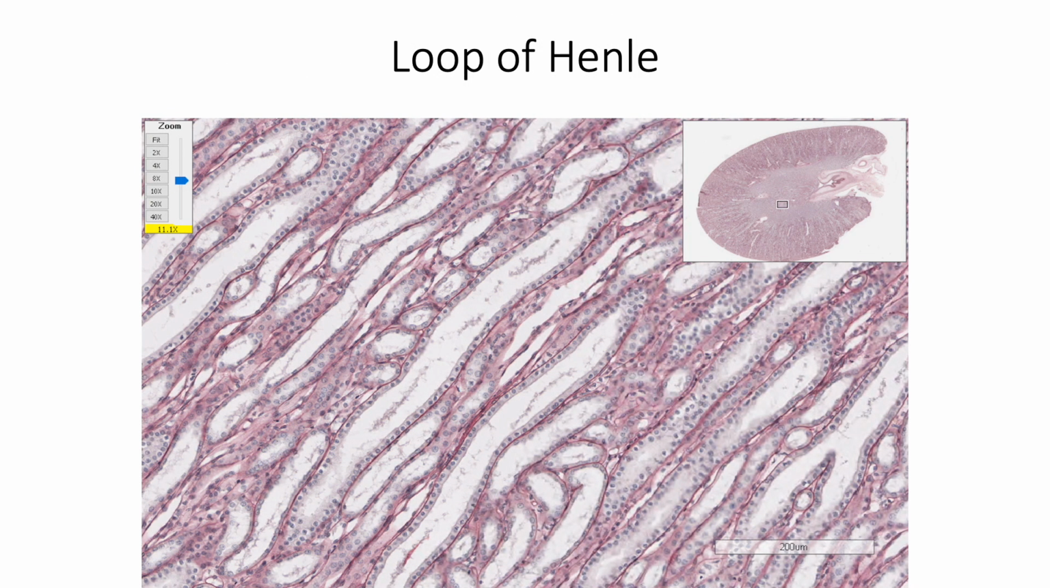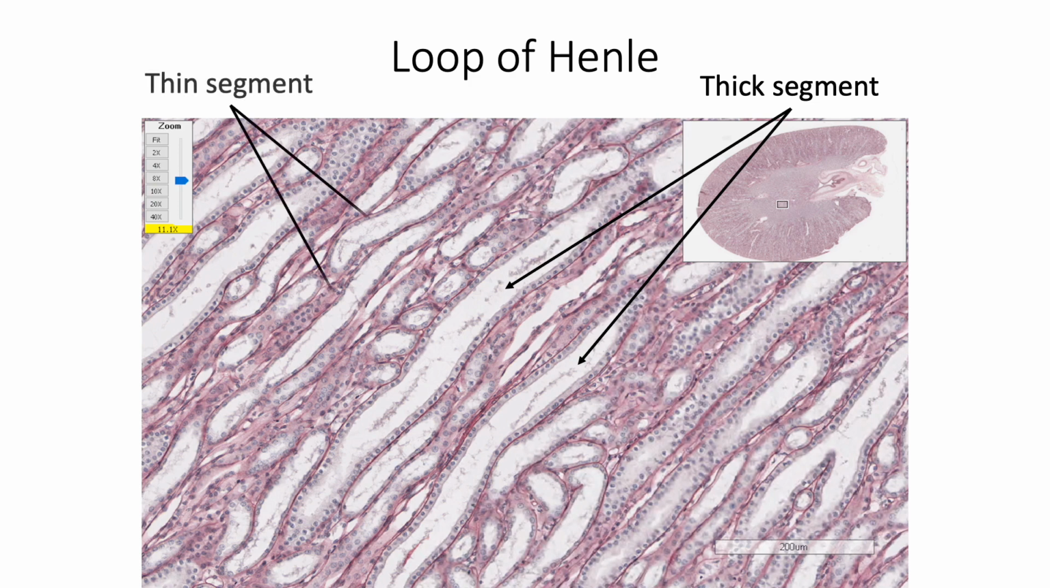Loop of Henle is a U-shaped segment seen in the renal medulla. It consists of thick descending segment, a thin segment, and a thick ascending segment successively. Thick descending and ascending segments are lined by cuboidal epithelium, whereas thin segment is lined by squamous epithelium. Presence of few cellular organelles in the cells of thin segment suggests passive transportation.